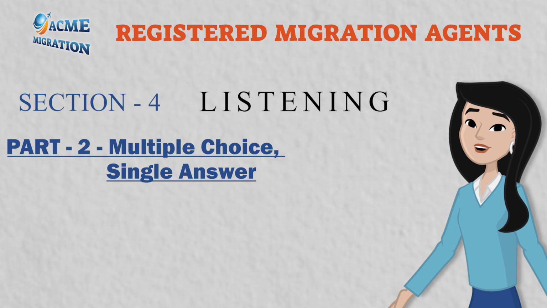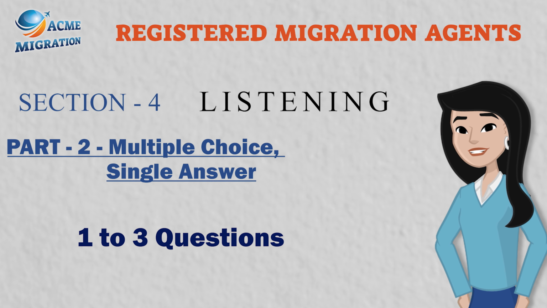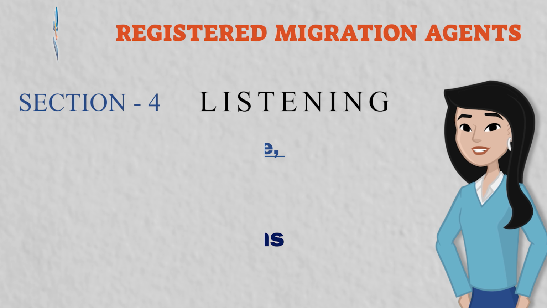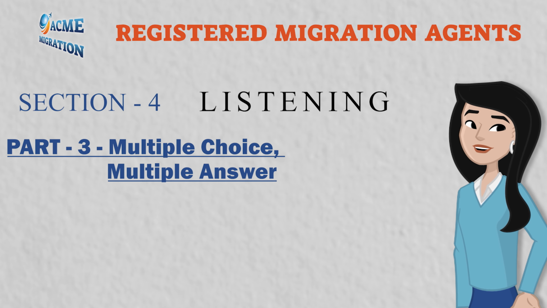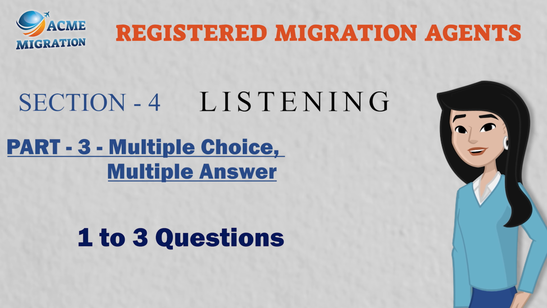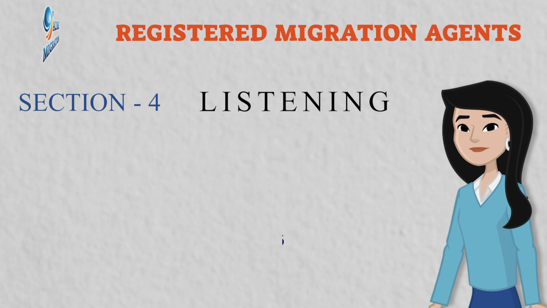Part 2, multiple choice, single answer. There are 1 to 3 questions. You'll hear an audio clip and then choose the correct option out of 4 to 6 given options. Part 3, multiple choice, multiple answers, similar to part 2, but here you will select more than one correct option from the 4 to 6 given.